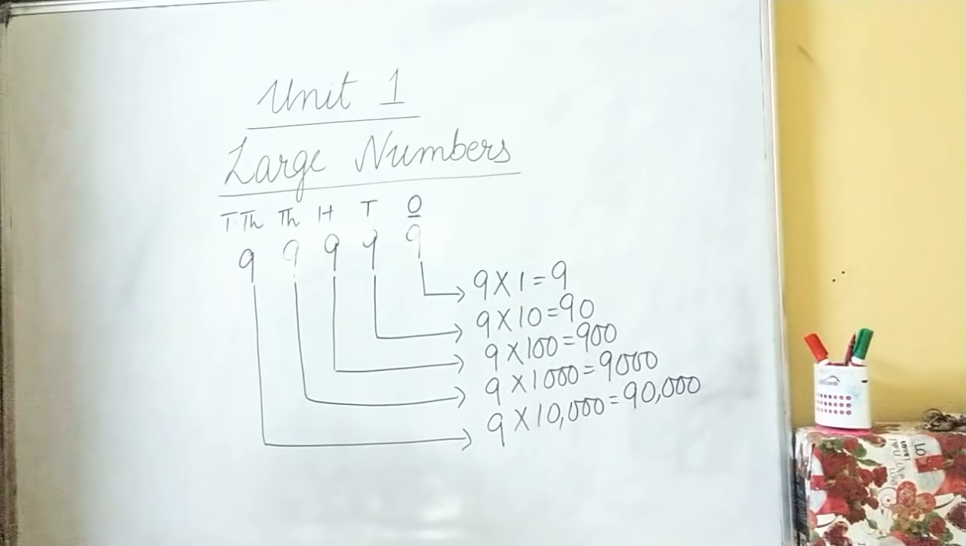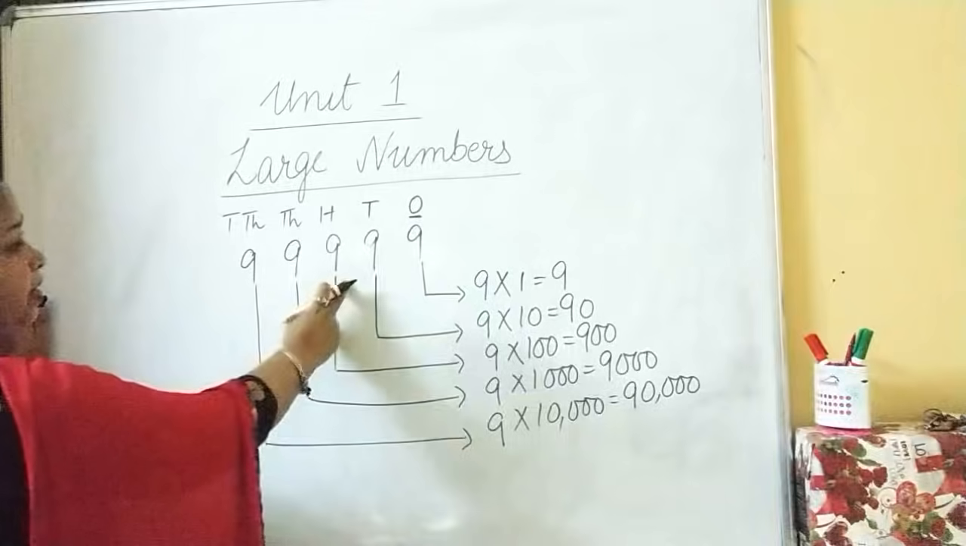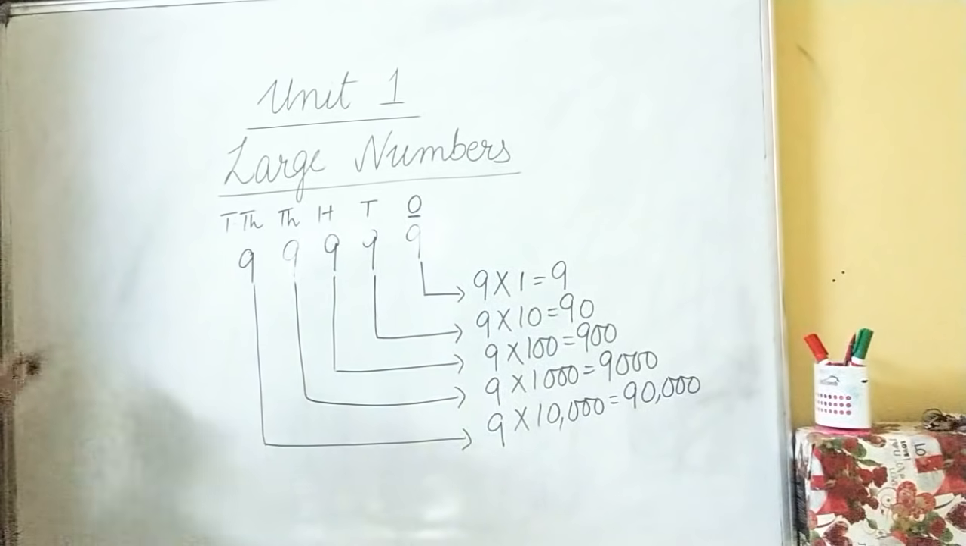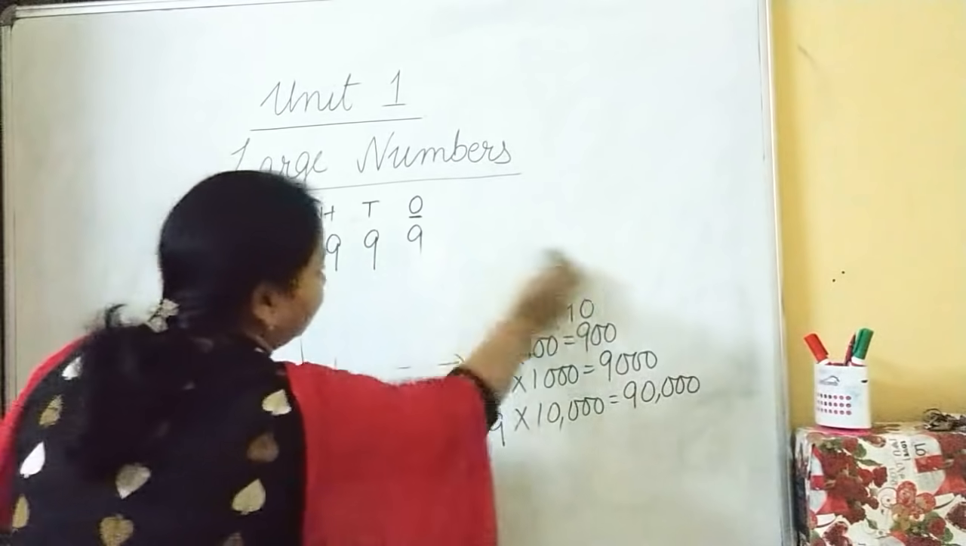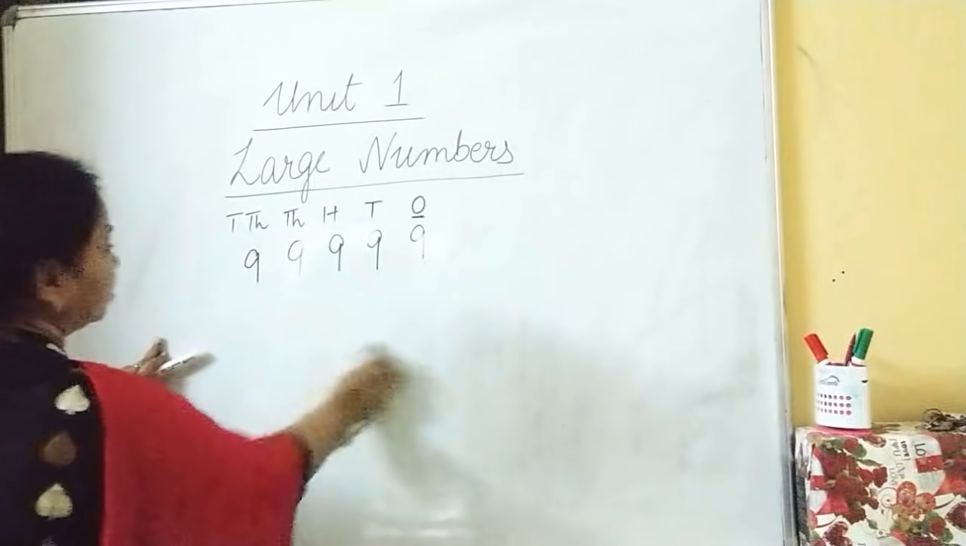Now let us read it out. I request you all to repeat after me as I read this. It is 99,999. And what is this? This is the greatest 5-digit number. Let's check these 9s, as I have already written over here the greatest 5-digit number.